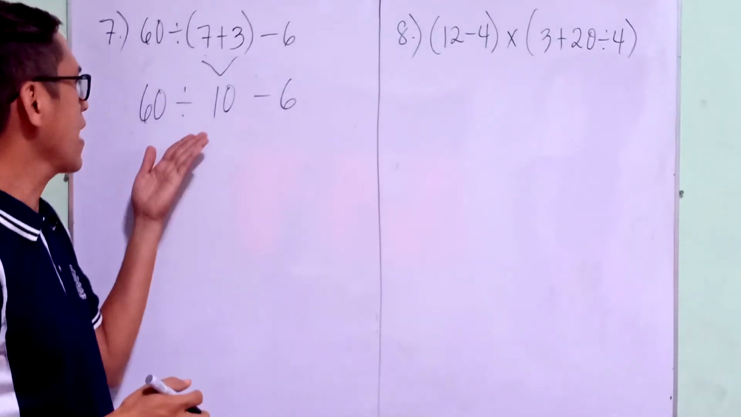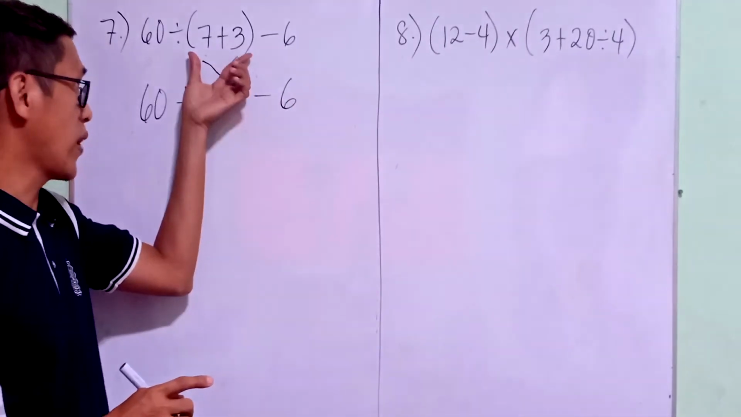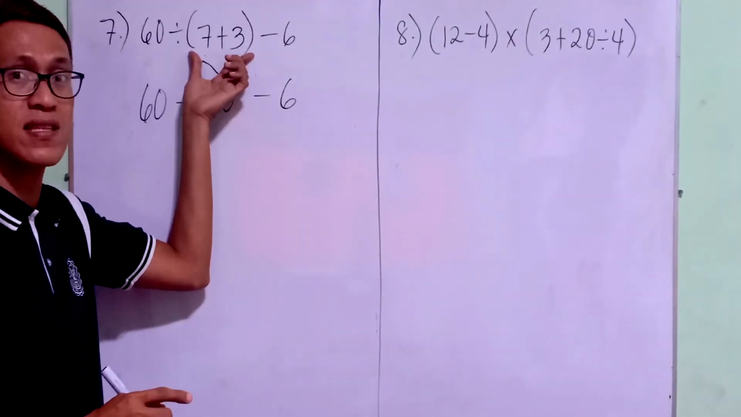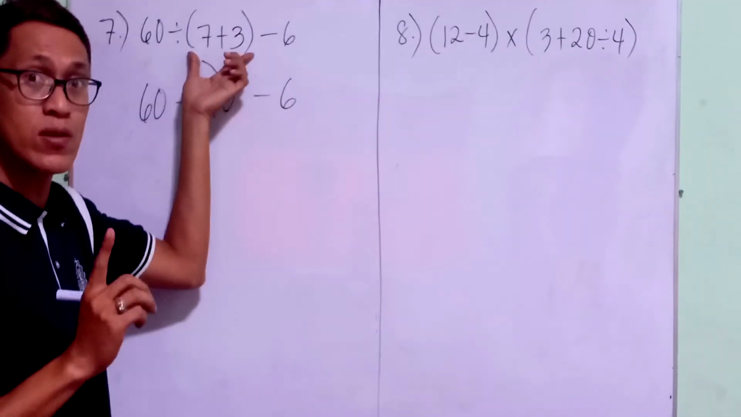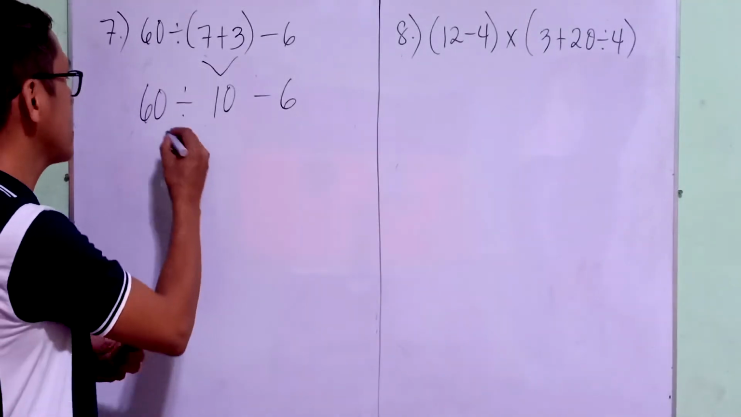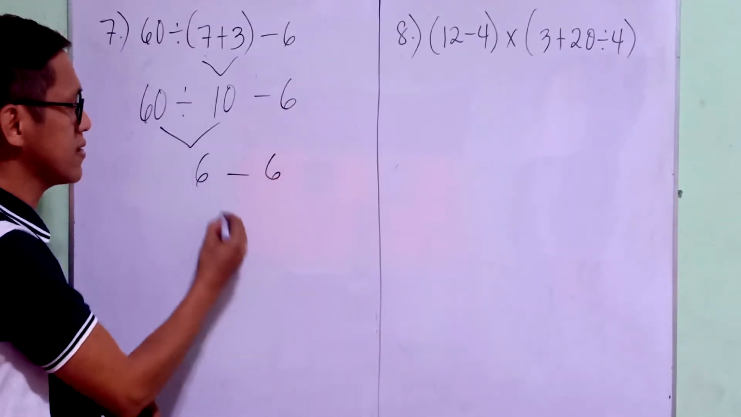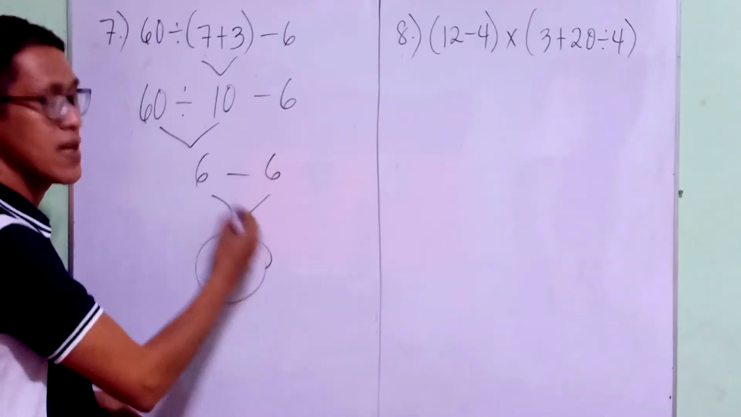Next, what will you do next? Divide or subtract? Remember, after performing inside the parentheses, the second is you multiply or divide, right? So you have to divide first. So divide 60 by 10, that's 6. Then subtract 6. So our answer is 0.